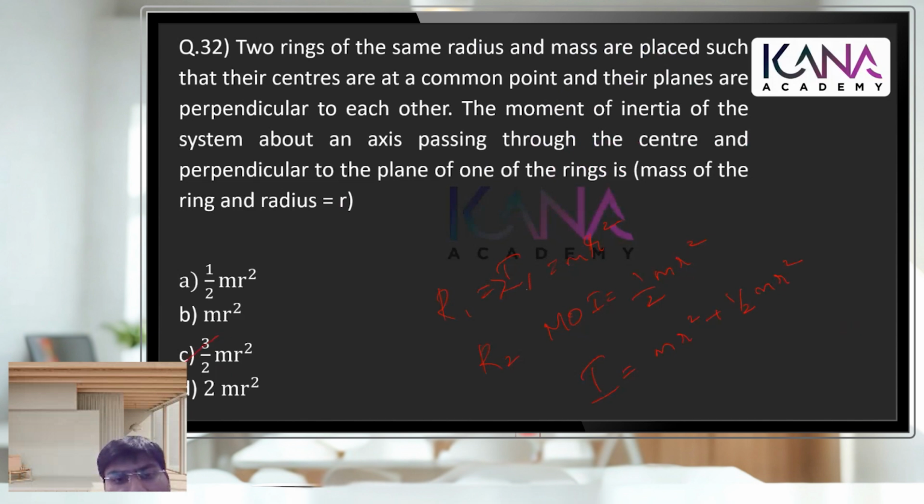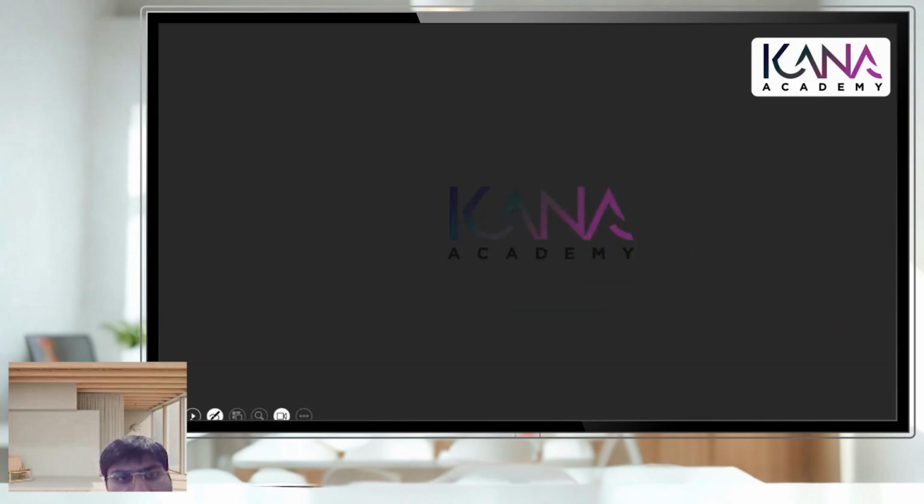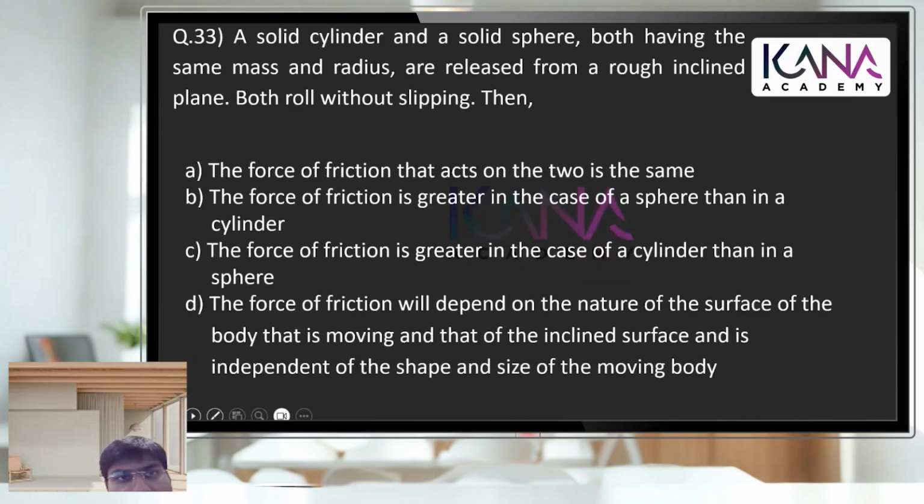Okay. Next question. This is a concept based question. There is a solid cylinder and a solid sphere, both with the same mass and radius. They are released from a rough inclined plane. They both roll without slipping. So there is no slipping.